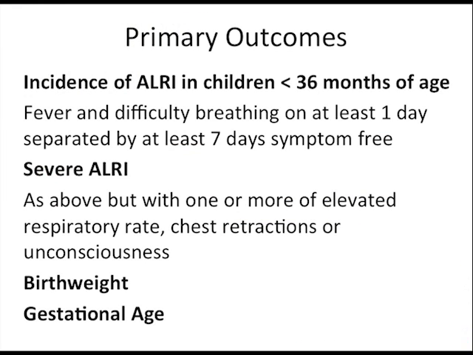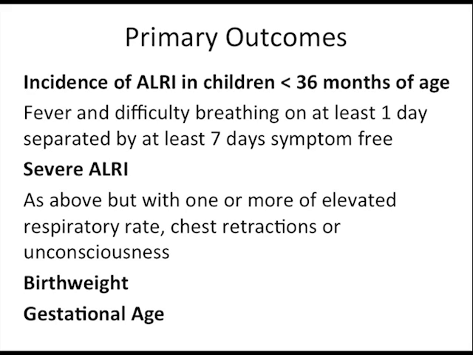So the primary outcomes for us were incidents of acute lower respiratory illness in these children under 36 months of age. And it was a sort of an open cohort, so births moved in and kids moved out at 36 months of age. And our primary outcome was a fever and difficulty breathing on at least 1 day, separated by at least 7 days symptom-free. But we collected weekly morbidity data by recall of the parent on a variety of symptoms. So we can modify this outcome, but this was sort of our primary outcome.